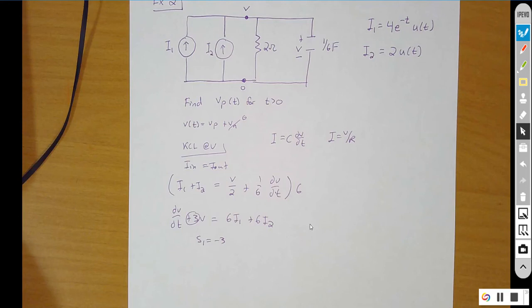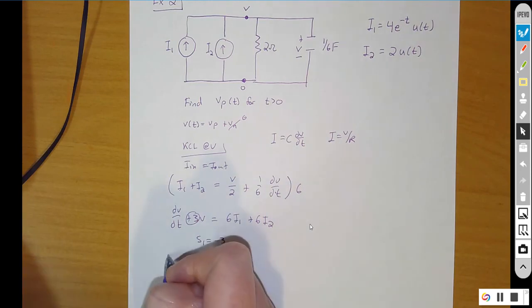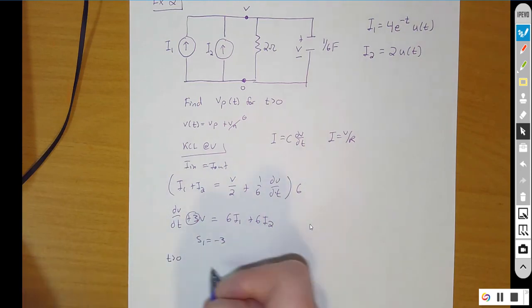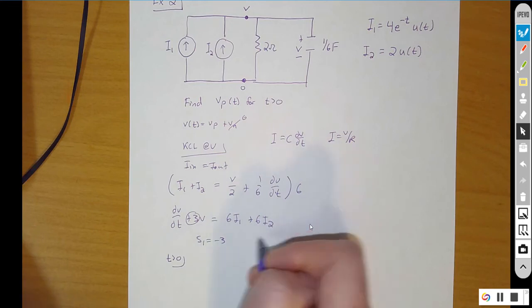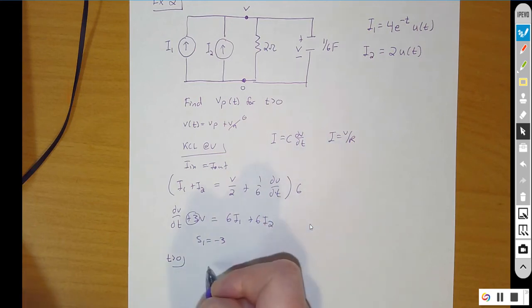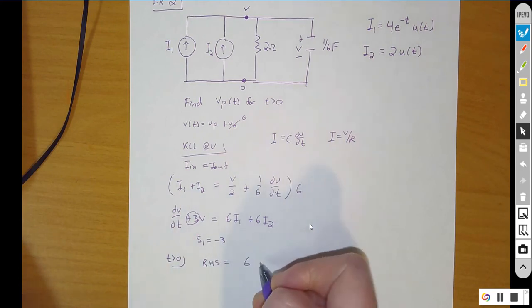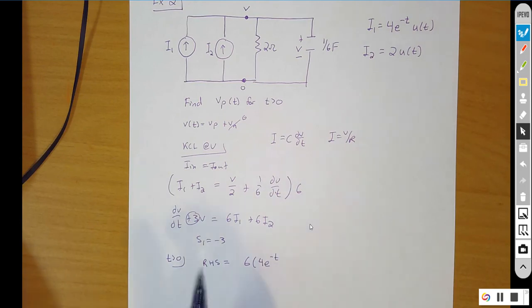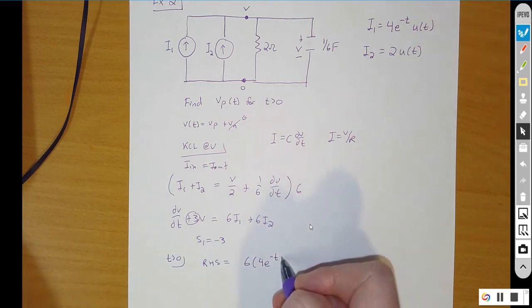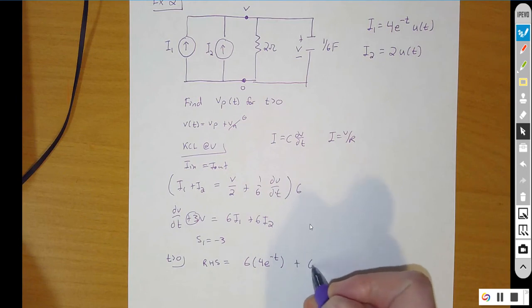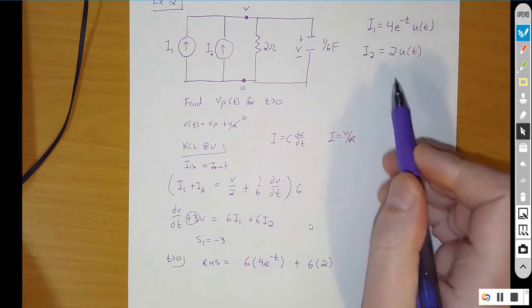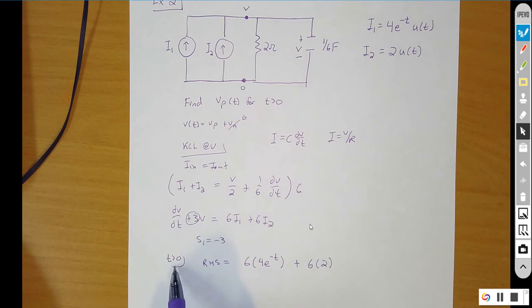And then what I need to know, to solve this for V particular, is to look at this when, again, time is greater than 0. So I want to know what my right-hand side looks like. My right-hand side is 6I1, and I1 is 4e to the negative t, so it is on currently, so I'm just going to write it that way, plus 6 times 2, and again, this is on because I am now at t greater than 0.